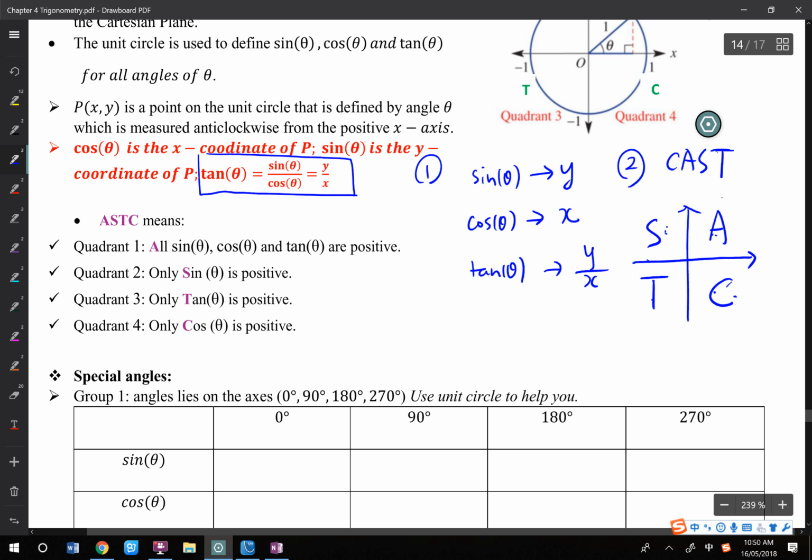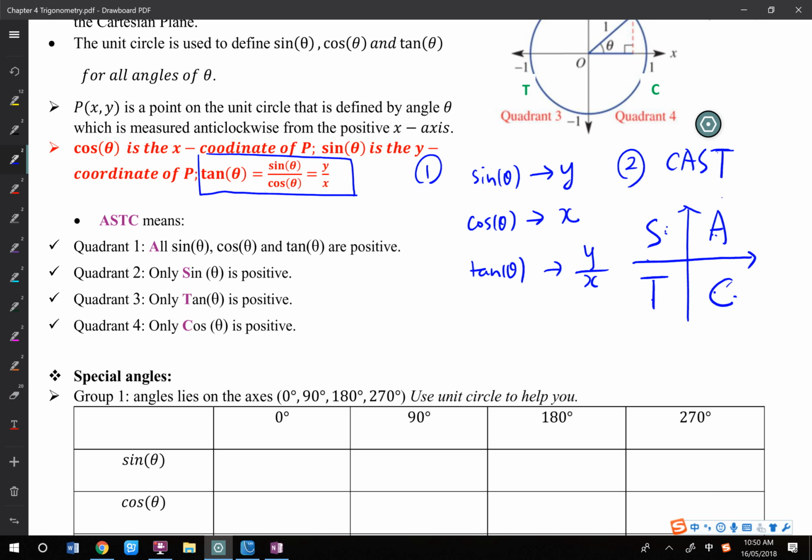So what is it? I'll explain. CAST: C means cosine, A means all, S means sine, and T means tangent. The A means all, so everything: sine, cosine, and tangent. This letter shows you which is positive in that quadrant.